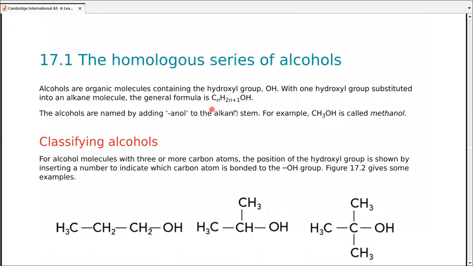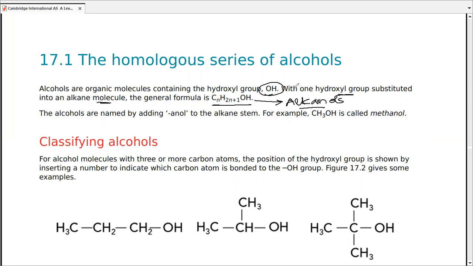So, the homologous series of alcohols. Alcohols are organic molecules. They have the hydroxyl group, OH group, attached to them, which converts them into alcohol. So we call this the main functional group. With one hydroxyl group substituted into an alkane molecule, this becomes the formula. Now, we actually call these alkanols. And to be honest, the alcohols in O levels and A levels are mostly alkanols. We do not tend to go with other kinds of alcohols for the discussion.